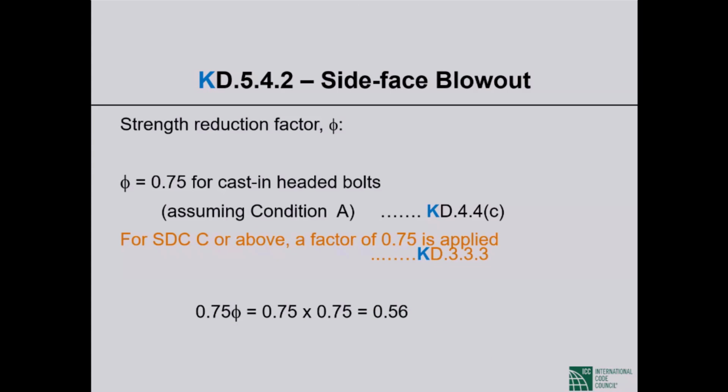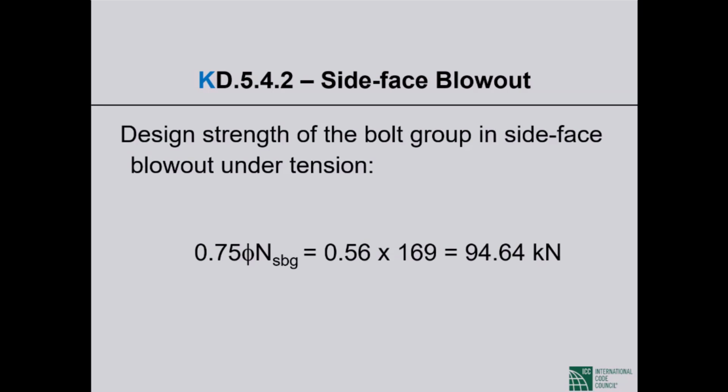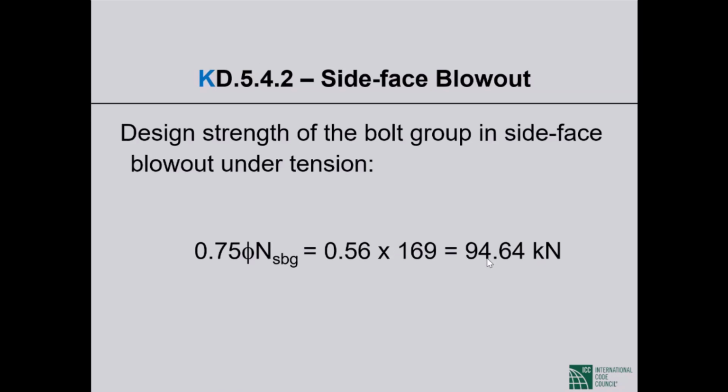The phi factor, assuming condition A, that we have supplementary reinforcement, is 0.75. And we have an additional 0.75 because we have design category C application. So the combined reduction factor is 0.56. So our 169 kilonewtons of side face blowout strength goes down to 94.64 kilonewtons.